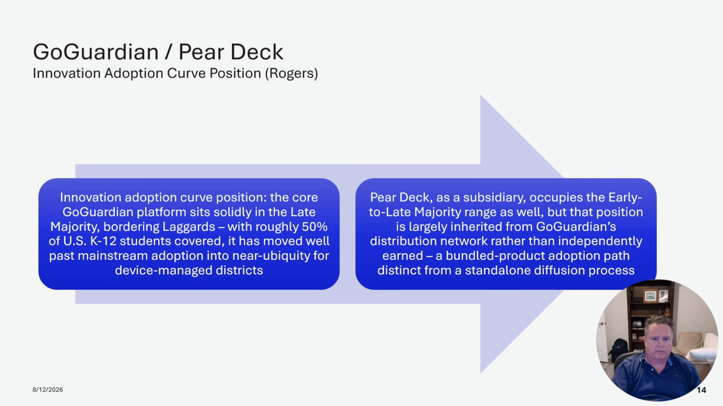GoGuardian PeerDeck innovation adoption curve position, as postulated by Rogers. The core GoGuardian platform sits solidly in the late majority, bordering laggards, with roughly 50% of U.S. K-12 students covered. It has moved well past mainstream adoption and into near ubiquity for device-managed districts. PeerDeck, on the other hand, as a subsidiary, occupies the early to late majority range as well, but that position is largely inherited from the parent GoGuardian's distribution network rather than independently earned. This is a bundled product adoption path distinct from a standalone diffusion process.